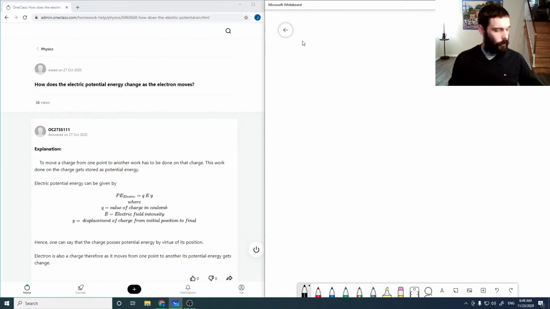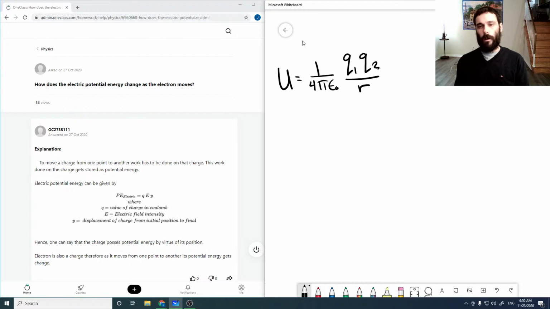Okay. How does the electric potential energy change as the electron moves? So I'd say this is kind of open, but our electron potential energy is U equals 1 over 4 pi epsilon naught Q1 Q2 over R12. So that's the separation between the two charges, Q1 and Q2. If we take Q2 here as our electron, then we could say that this is 1 over 4 pi epsilon naught Q1 e of, I should say, minus e over R12, because an electron's charge is actually minus e.